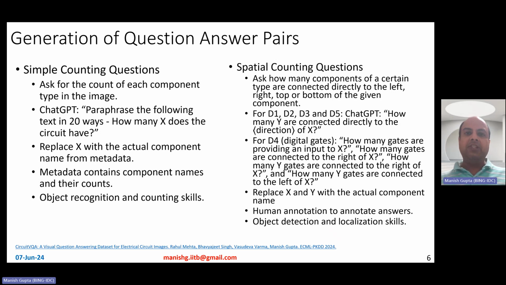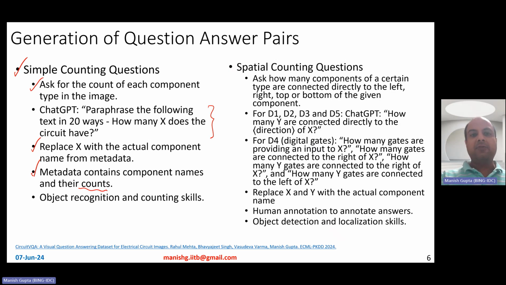Now let's talk about each of those question types one by one and try to understand how we create the question templates, questions, and then answers. Okay. So for example, simple counting questions: the aim is basically to ask for the count of each component type in the image. ChatGPT is used to generate question templates like that. Paraphrase the following text in 20 ways: How many X does the circuit have? Right. Of course, to generate a question, we replace X with the actual component name from metadata. Metadata does contain component names and their count, so the answer can be directly derived from the metadata itself.